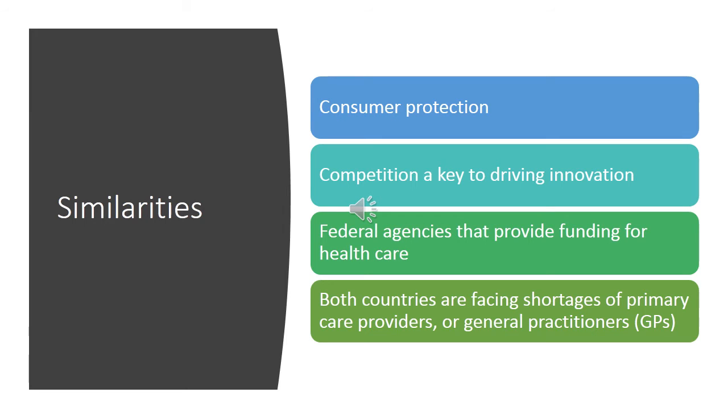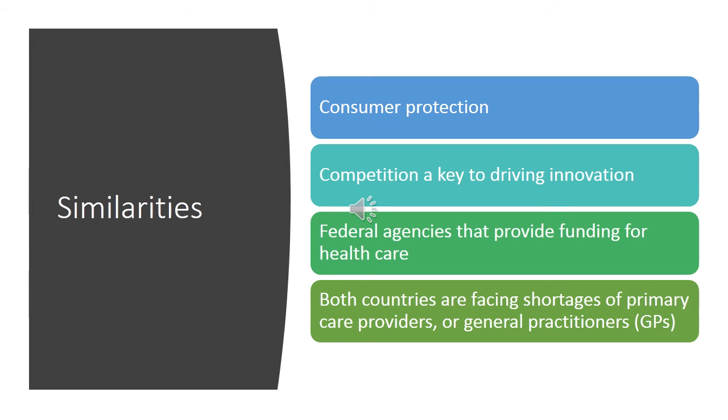Key similarities in the U.S. and Canadian healthcare systems show that, yet our healthcare systems may be different. There are some similarities, and one of them is consumer protection. This is a major factor for both countries. Another example is that they both protect competition in the healthcare industry, and they recognize that competition is a key component to driving innovation and ensuring quality care to our public.